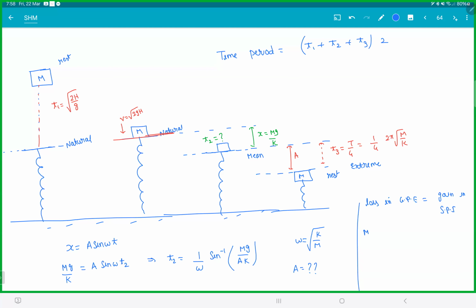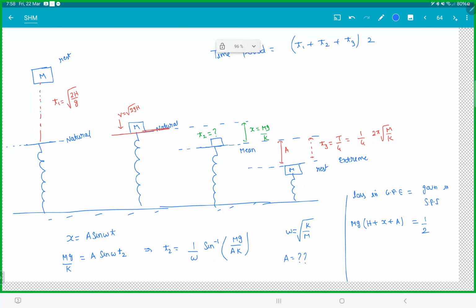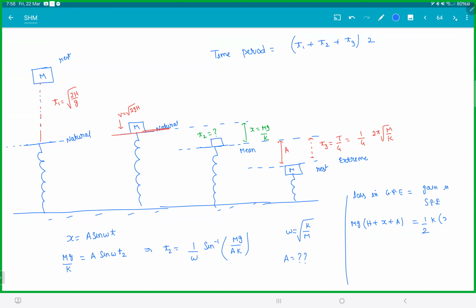So the block has fallen a total height of mg, h plus x plus a. That should be equal to half k, x plus a whole square. The compression is from natural length. Solve this and you'll get a value. I didn't give you numbers, but if numbers are given, you would have got this. So this would be your final answer.